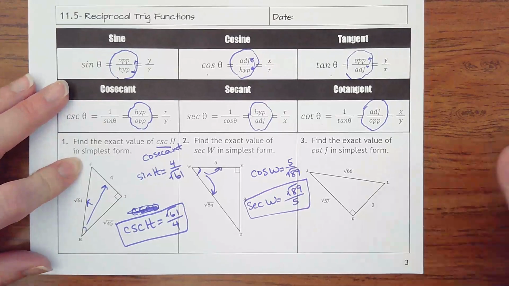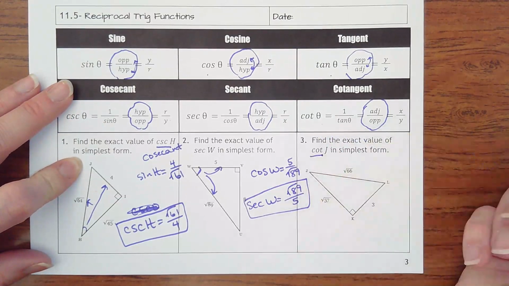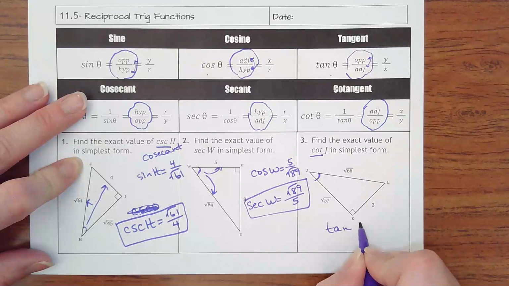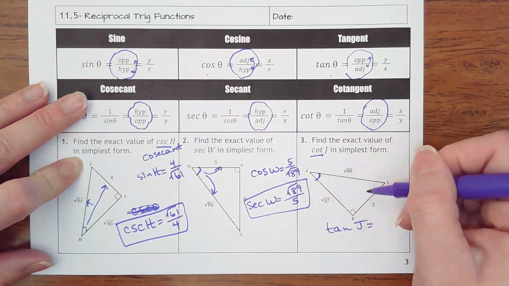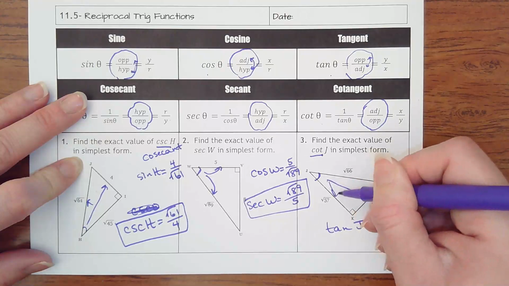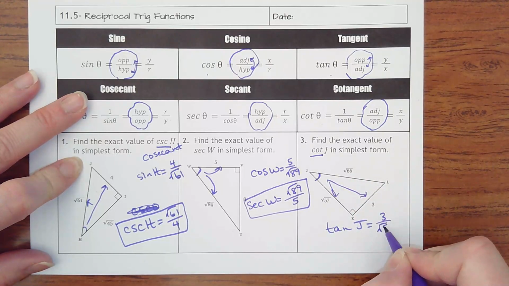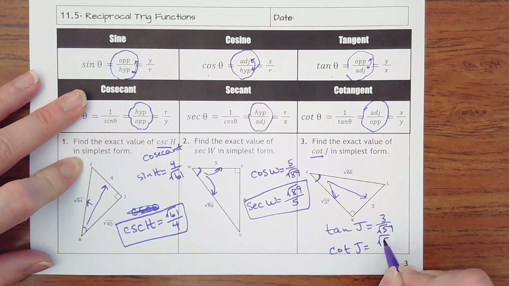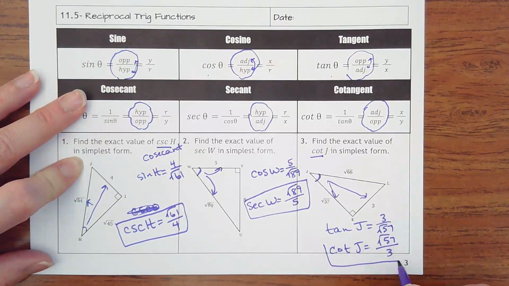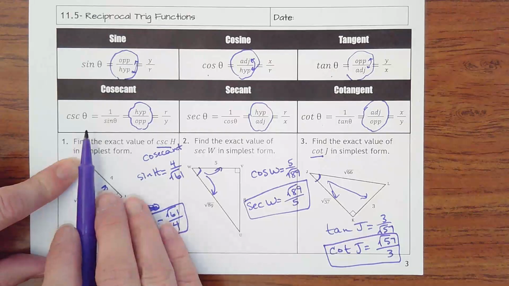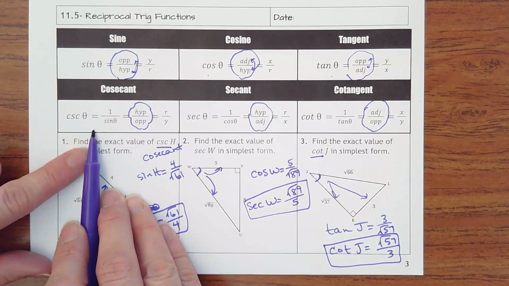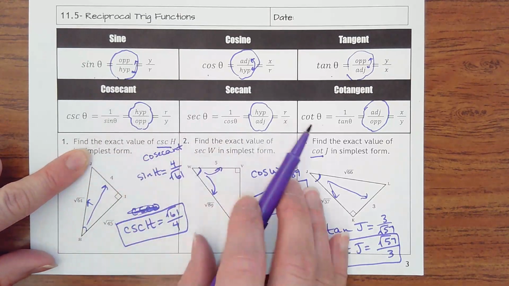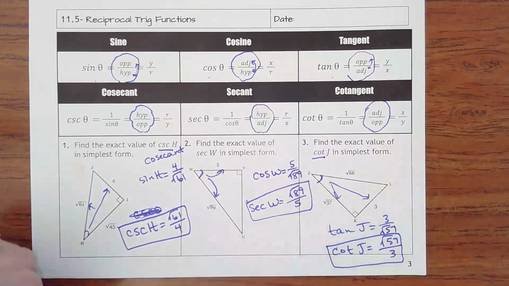And then number 3, this is cotangent of angle J. So tangent of J would be opposite over adjacent. So I'm going to have cotangent of angle J be the reciprocal of square root of 57 over 3. So just getting used to seeing cosecant and sine go together, secant and cosine, cotangent and tangent, are just flipped versions of each other.